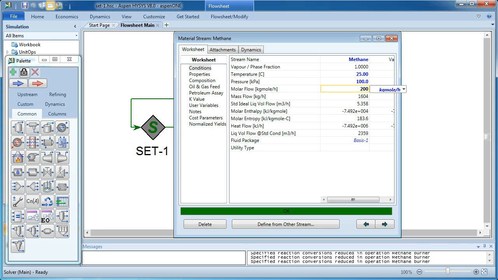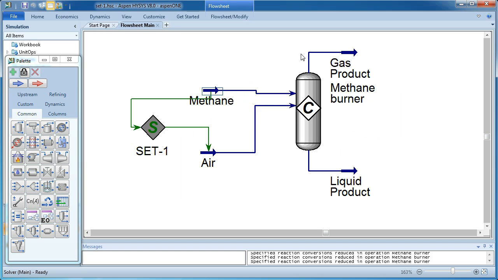the set block will use that to recalculate this flow rate, and you can see that the molar flow of the air is now 1,906 kilomoles per hour. So that's a short introduction to how to use the set block in HYSYS.